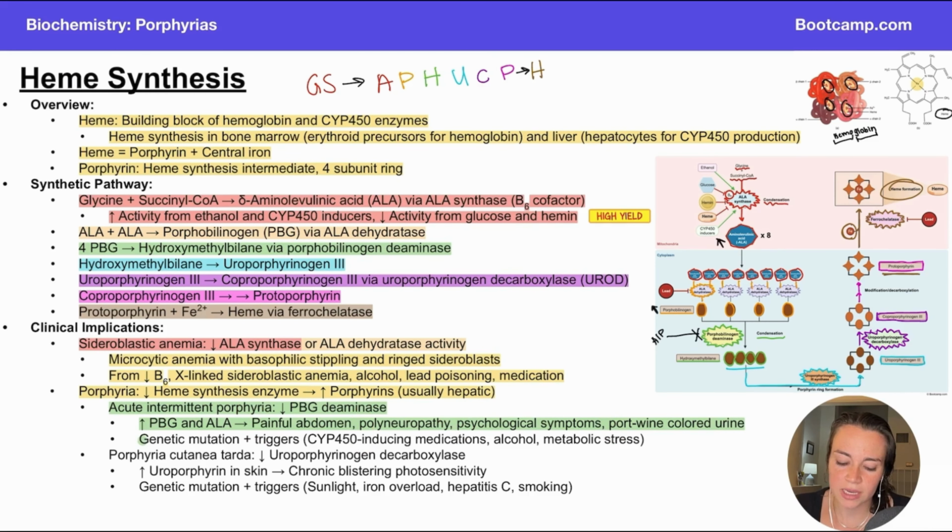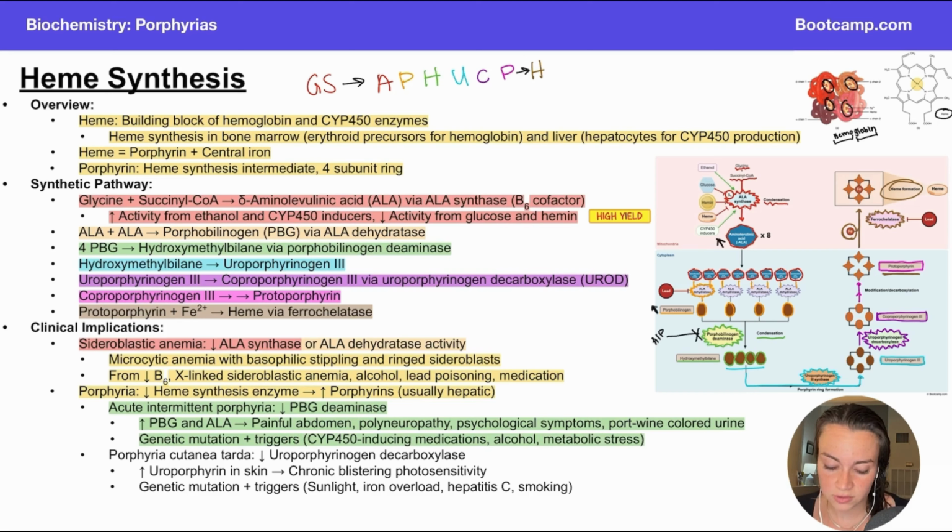And this is caused by a genetic mutation in combination with a series of triggers. And again, we'll talk more about the regulation of heme synthesis in a future video, but based on these regulatory steps, you can start to guess what some of the triggers might be. Cytochrome P450 inducing medications, alcohol, metabolic stress.